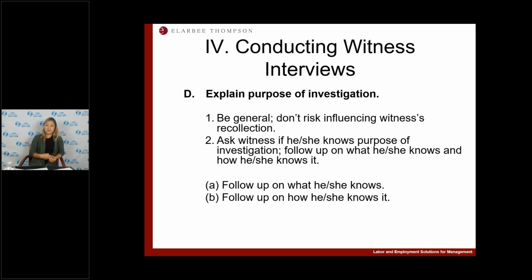So by general, we mean, allegations of inappropriate behavior in this department or things like that, where you are not saying person A did this to person B. It's also very helpful to ask the witness what they know, why they believe they're being interviewed, who's told them what, and what has been said. All that is very helpful to know.